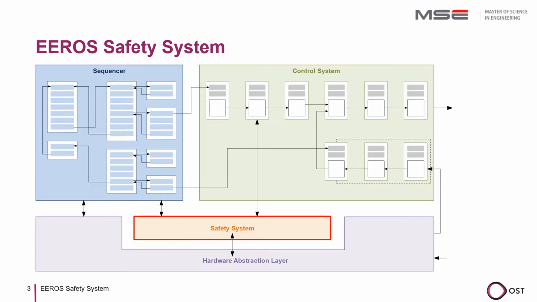The safety system controls all interaction with the hardware abstraction layer and ensures that the actuating values of the control system and the sequencer are applied to the hardware in such a way that safe operation is guaranteed. At the same time, it also provides information to the control system and the sequencer about the current safety status of the robot.